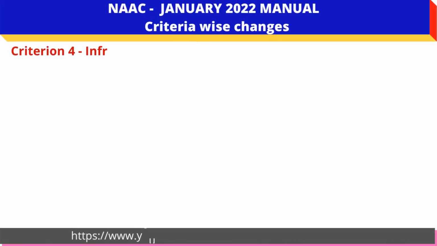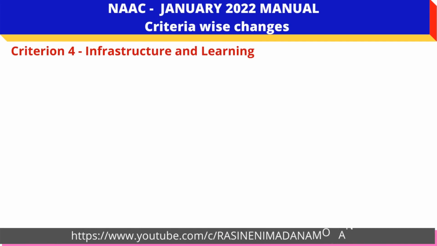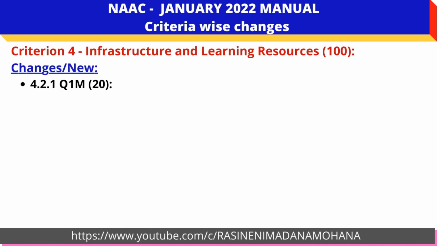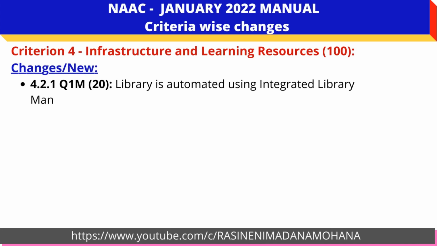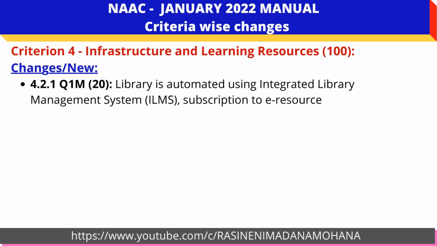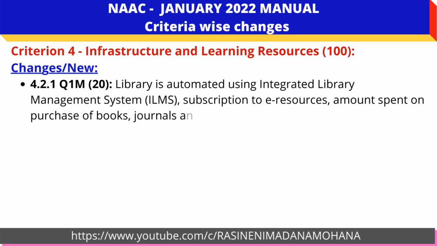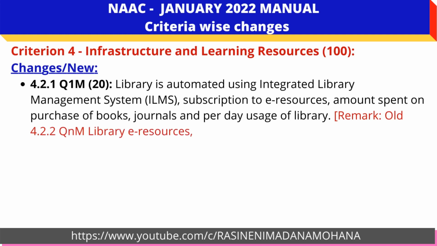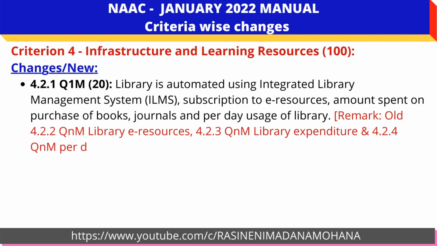Then coming to the next metric, 4.2.1 qualitative, 20 is the weightage. Library is automated using integrated library management system, subscription to e-resources, amount spent on purchase of books, journals, and per day usage of library. Earlier we had a qualitative metric on library automation only, for 5 marks. Now many metrics are merged: old 4.2.2 quantitative metric, library e-resources like e-journals, is merged with this one. Then 4.2.3 quantitative metric, library expenditure, is also merged with this one. Then 4.2.4 quantitative metric, per day usage of library by teachers and students, is also merged with this one.